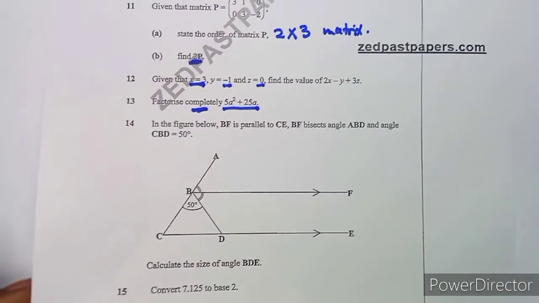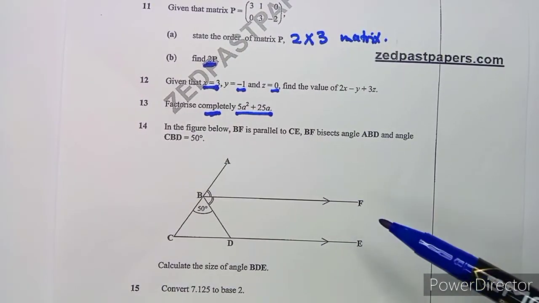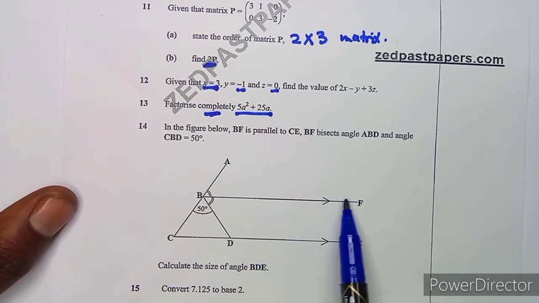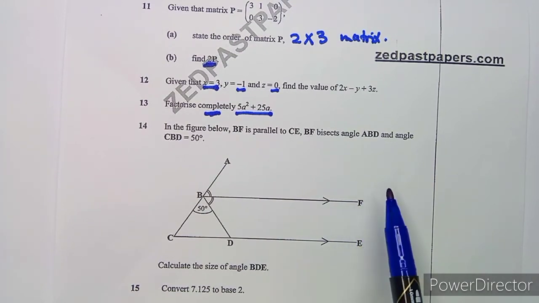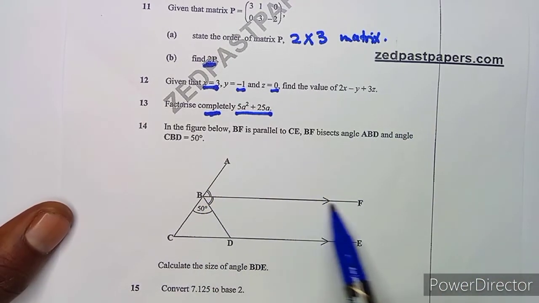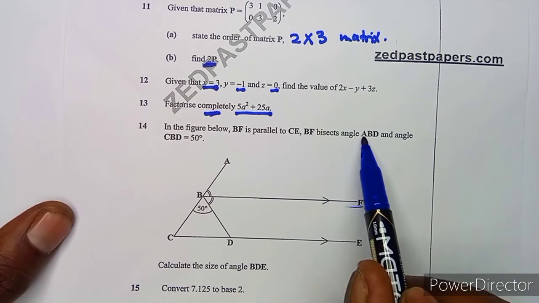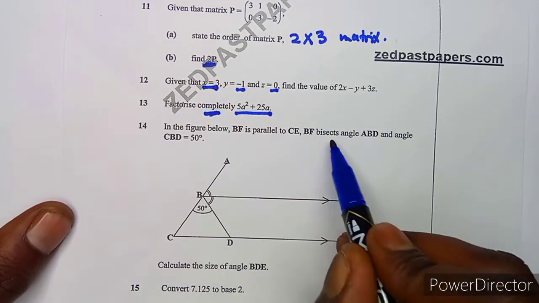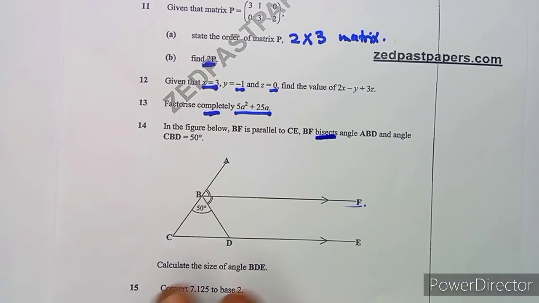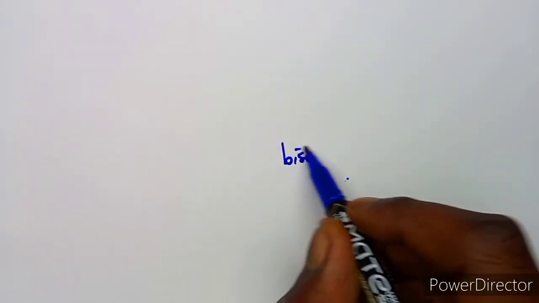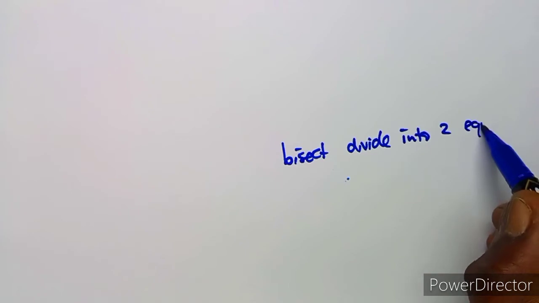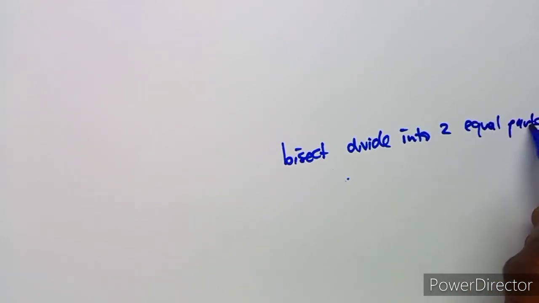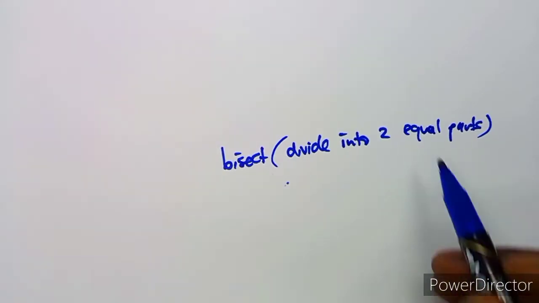All right. Anyways, let us move on to number 14, where we are given that in the figure below, BF, this one B to F, is parallel to CA. Okay, if it is parallel, it's fine. We have to apply the laws of parallel lines and so forth. Then we are given that BF, the same BF, bisects angle ABD. What is to bisect? That is the first thing we are supposed to ask ourselves. To bisect is simply to divide into two equal parts, or equal portions.